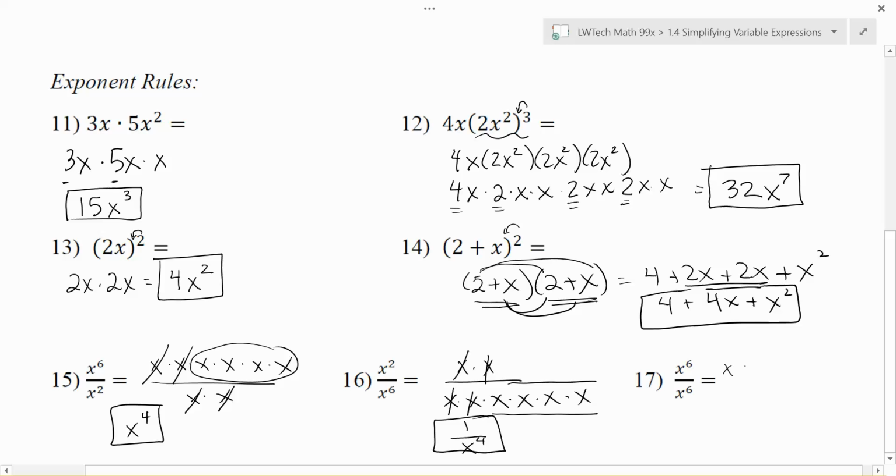With number 17, notice that we have 6 x's on top and we have 6 x's on the bottom.